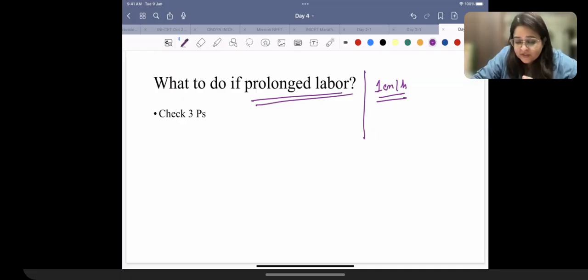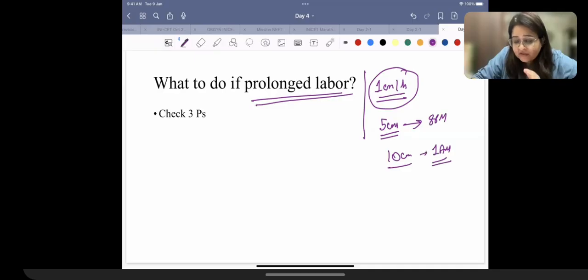But suppose a patient, if we follow this rule, 1 centimeter per hour, if a patient comes to me and my resident calls me and says, ma'am, the patient has come 5 centimeters dilated, it is 8 o'clock right now. When do I expect her to be 10 centimeters? After how many hours? By 1 o'clock in the morning. Right? After 5 hours she will be fully dilated if I follow 1 centimeter per hour.